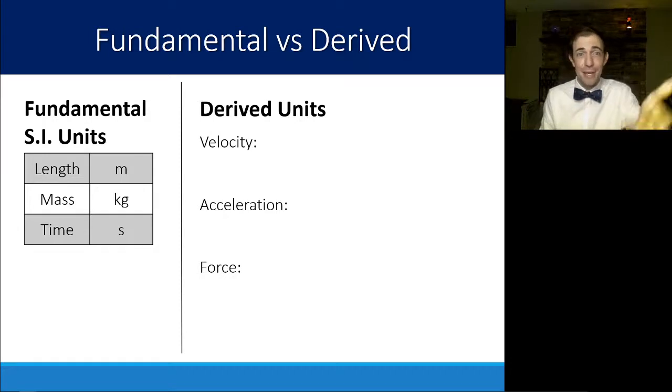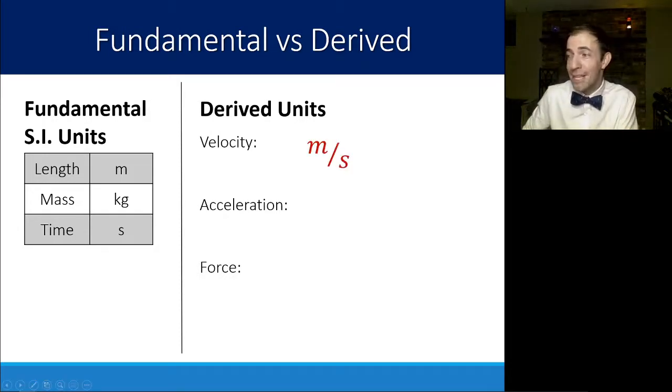Like velocity isn't measured in any of those units in particular, but if you take meters and divide them by seconds, you have a unit for velocity. We call this a derived unit. It's based on these fundamental SI units, but it's not solely one of them. It's a combination. Acceleration, you may remember from dealing with acceleration before, we deal with in meters per second squared.